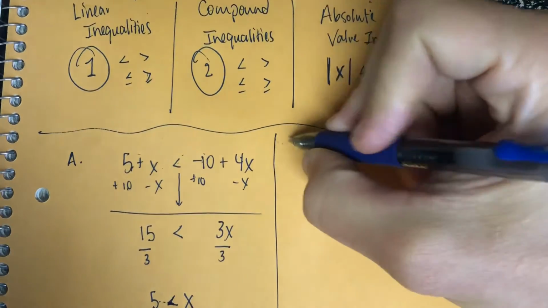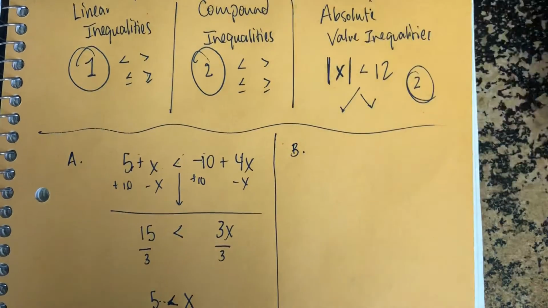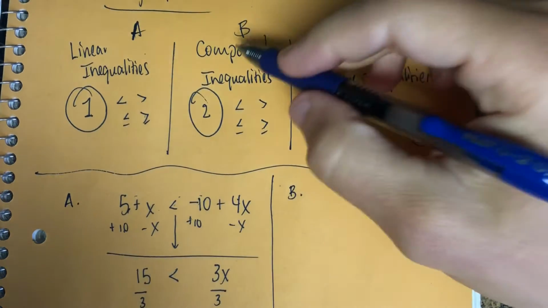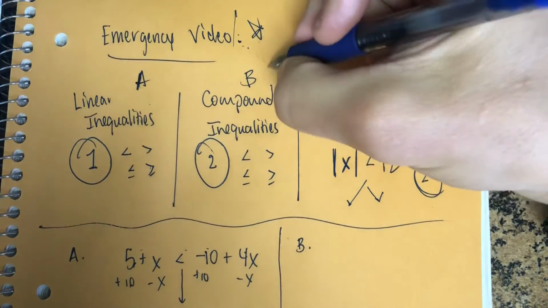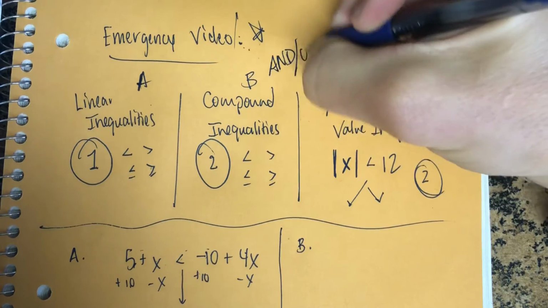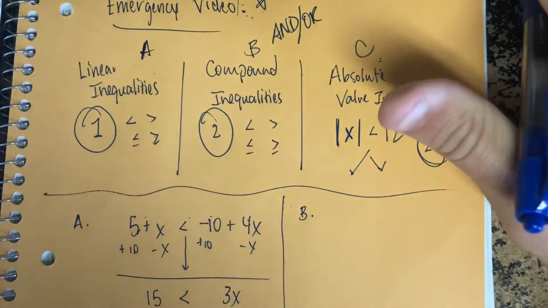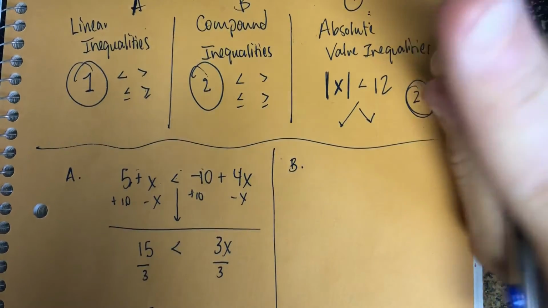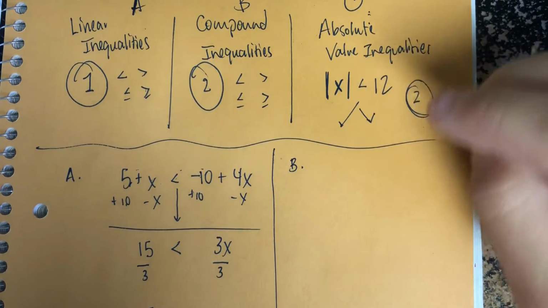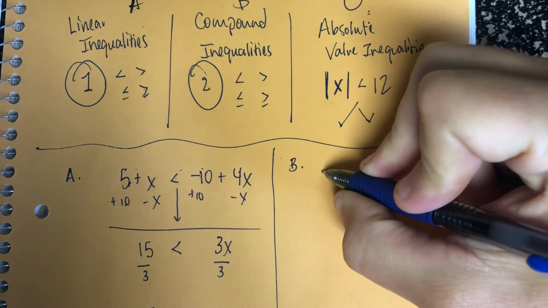So now here, let's look at letter B. Let's do a compound inequality. Compound inequalities are also easy to recognize because they either have the word and or. So you'll see them right away too. Sometimes they don't, and so in fact I'll do one that doesn't right now. Say you have something like this.